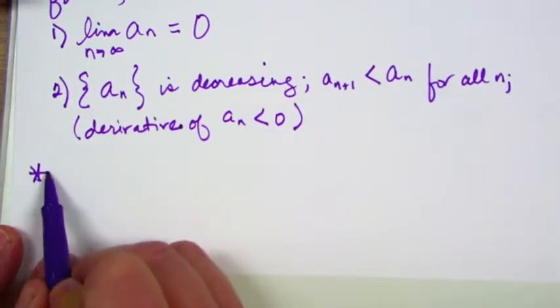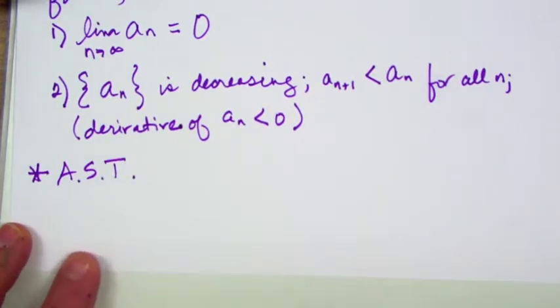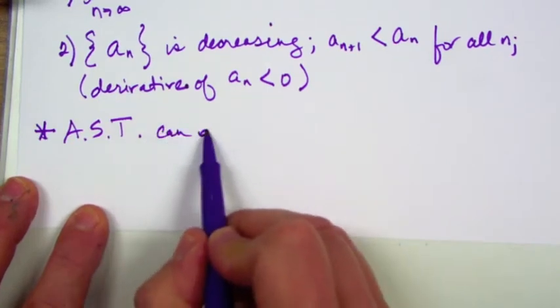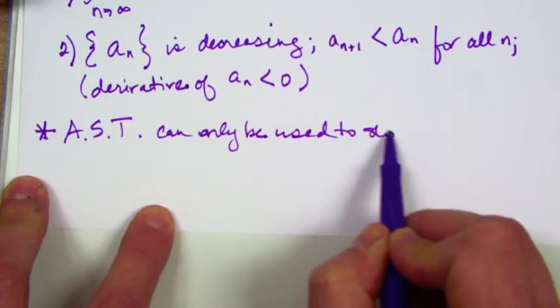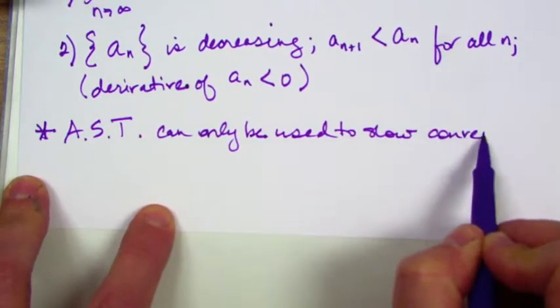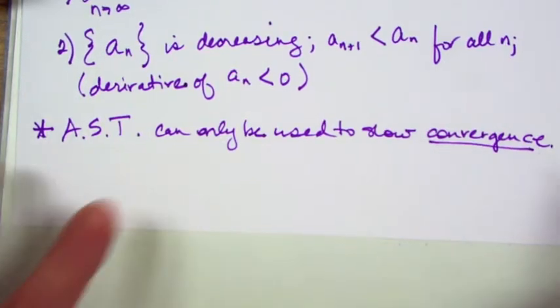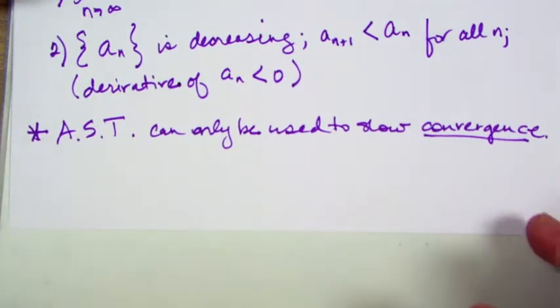Okay, there's one other really important piece of information here. The alternating series test can only be used to show convergence. In other words, it doesn't allow us to test for divergence at all. It's like these things are met and it converges. If they weren't met, then we don't, well, I'm going to show you what happens.